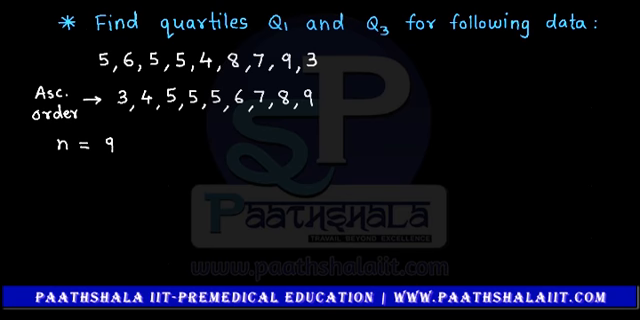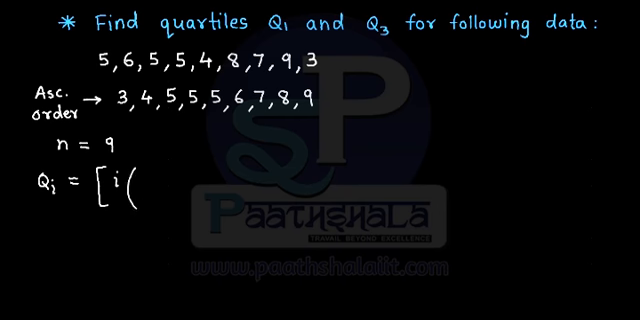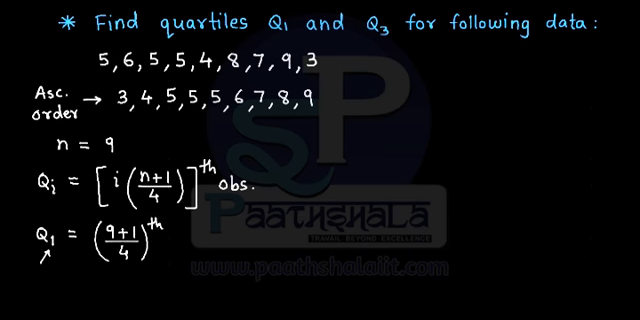Now since this is raw data, let us write the formula for Qi. Qi is given as i into (n plus 1) upon 4 th observation. So what will be Q1? Here i is taken as 1. So n is 9, plus 1, upon 4 th observation. 9 plus 1 is 10, and 10 by 4 is 2.5. So it is the 2.5th observation.